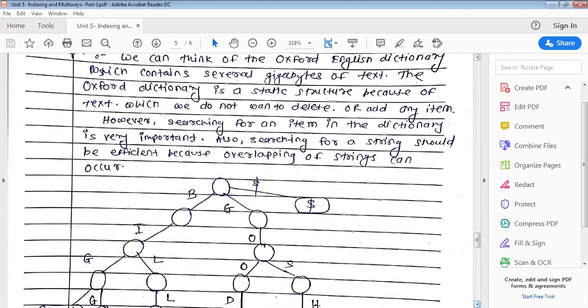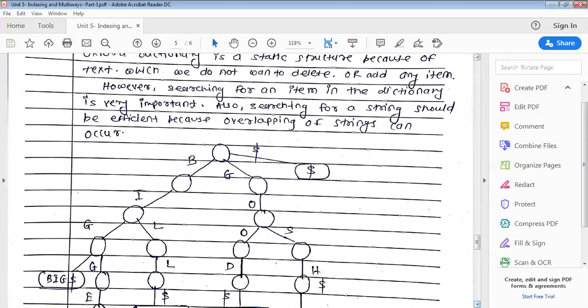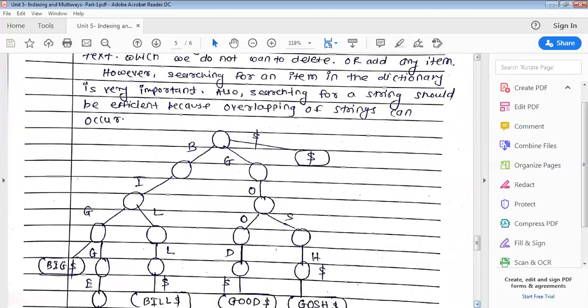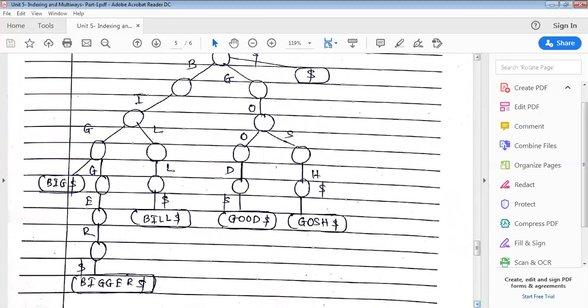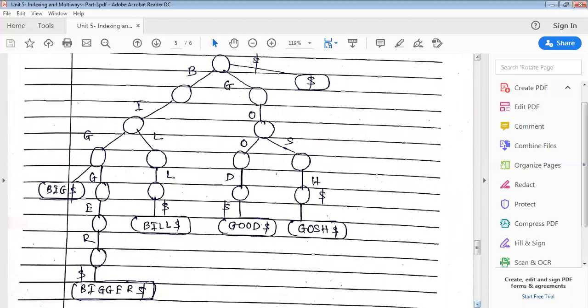We will check this with the help of an example. Consider an example showing the structure of a tree and how we can store a number of words in the database. Start from the root node, which is empty. The root node starts with three different branches: the first one is B, the second one is G, and the third one is dollar. Dollar indicates the end. There is a null value, with no information attached to the branch.